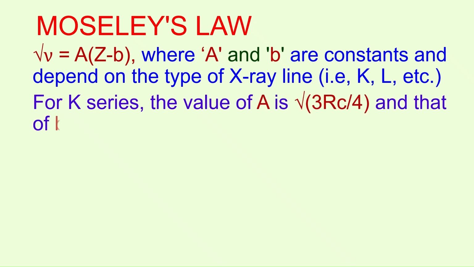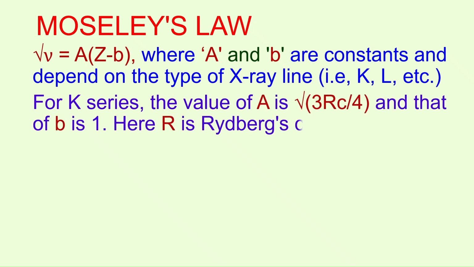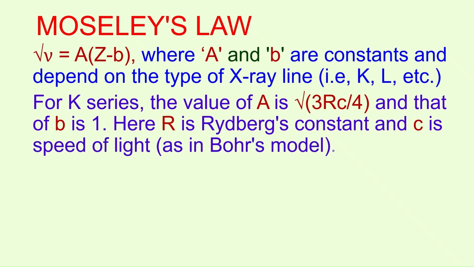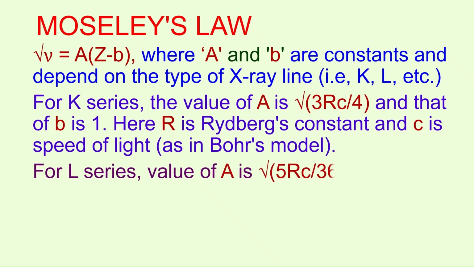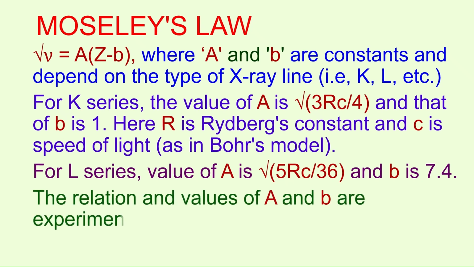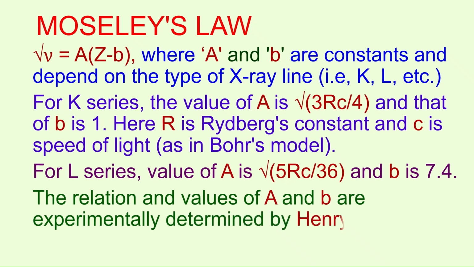For the K series, the value of A is square root of 3RC divided by 4, and that of B is 1. Here R is Rydberg's constant, and C is the speed of light, as in Bohr's model. For the L series, the value of A is square root of 5RC divided by 36, and B is 7.4. The relation and values of A and B are experimentally determined by Henry Moseley.